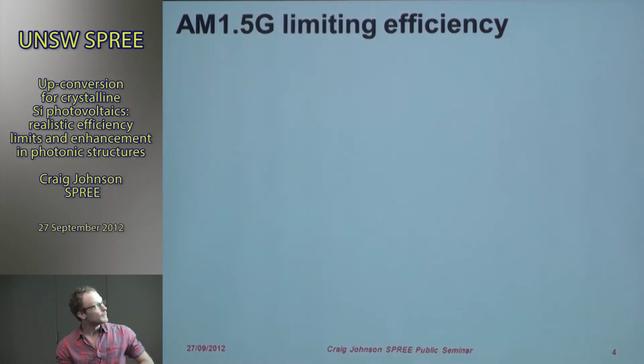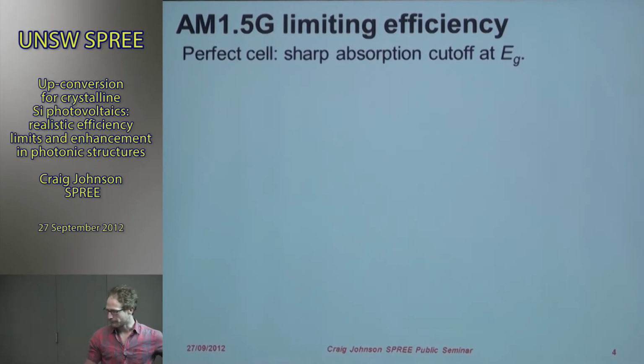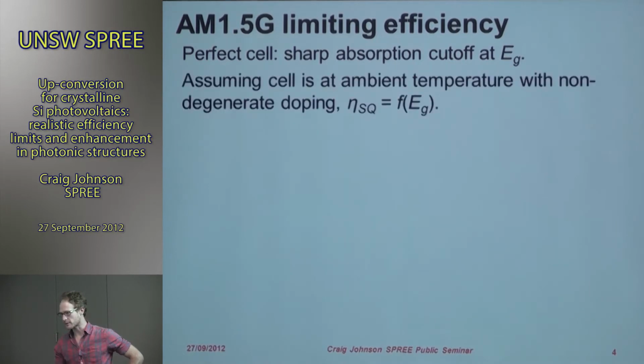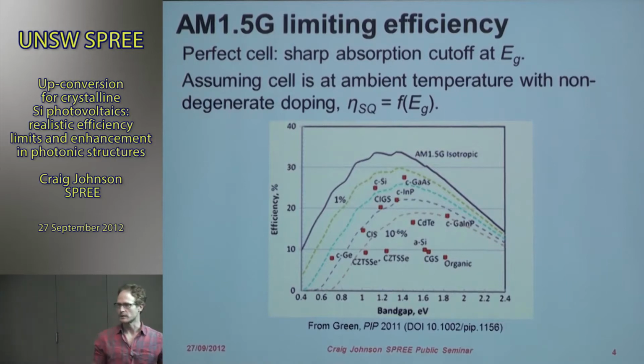So the limiting efficiency of a solar cell under, say, the AM 1.5G spectrum is really determined by the fact that in the Shockley-Queisser analysis, there's a perfect cutoff of absorption. So if a photon has a higher energy than the band gap, it's absorbed in the solar cell, and if it's got a lower energy, then it's not. And that's basically it. If we assume that it's at ambient temperature and it has non-degenerate doping, then really the efficiency is just a function of the band gap, with a few other things that we could talk about. But the interesting relationship is between the efficiency and the band gap.